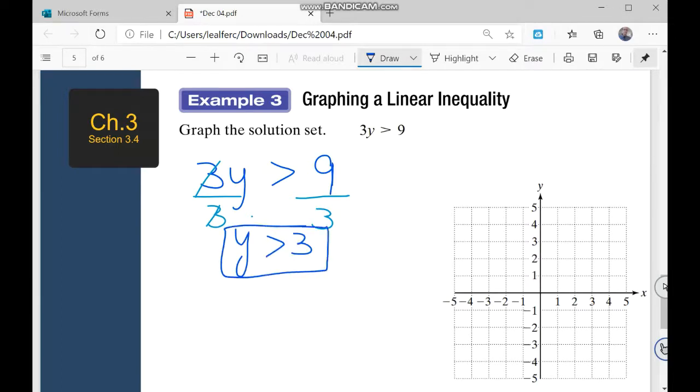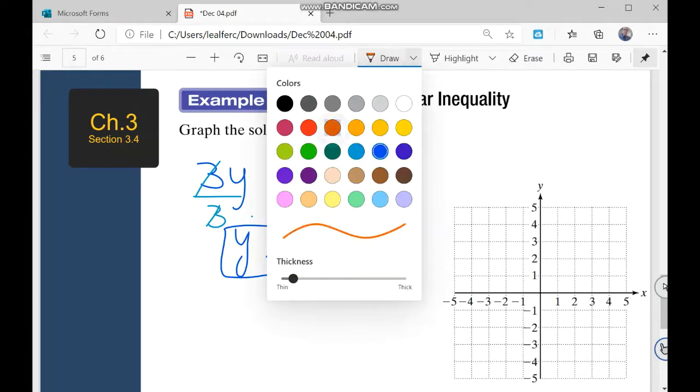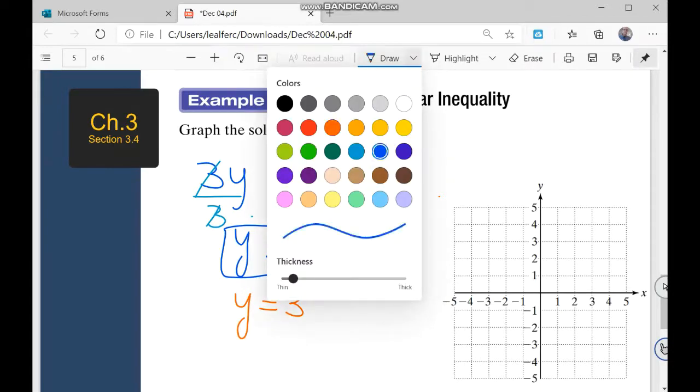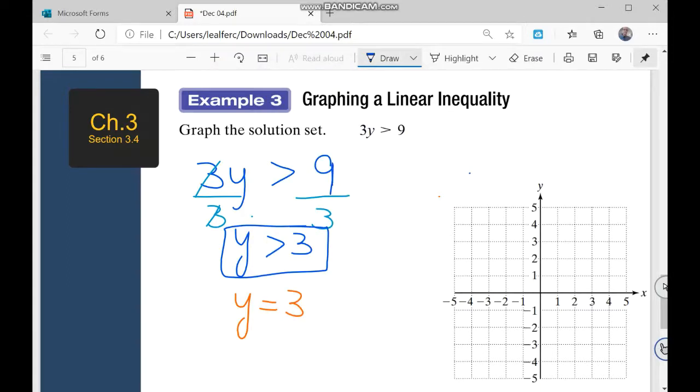This is the inequality. Find the related equation, and the related equation here is y equals 3. Draw the related equation on the xy plane, on our graph. So let's draw here y equals 3. On the y-axis, you have to find where y is equal to 3, which is here.